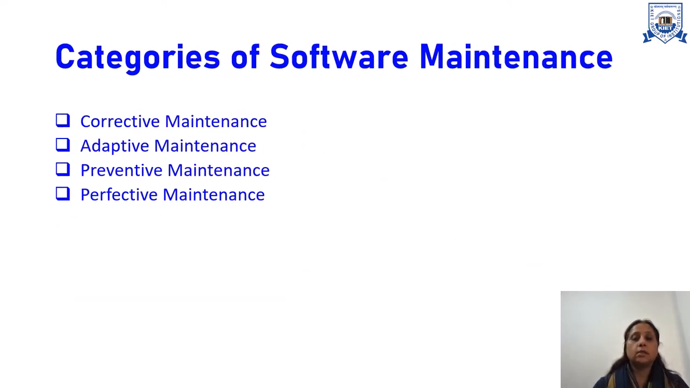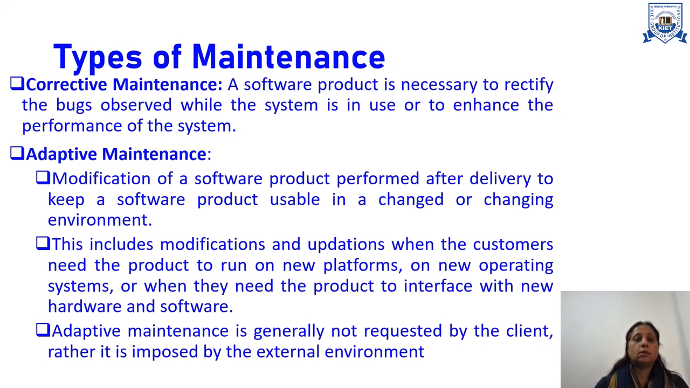Now, categories of software maintenance. We have four types of software maintenance: corrective, adaptive, preventive, and perfective. Now, types of maintenance. The basic type of maintenance we provide is corrective maintenance. Once our software product is delivered, after that any error that comes in the real-time scenario is handled by corrective maintenance. That is the basic type of maintenance, so that our software will work perfectly and performance will be high.